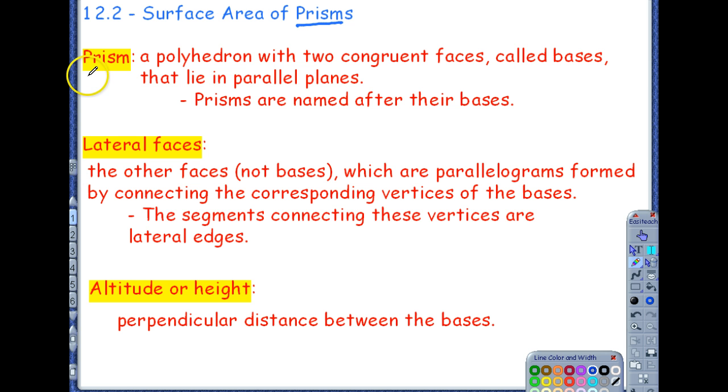Now, what exactly is the definition of a prism? Notice it's a polyhedron. What is a polyhedron again? We talked about that being bounded by polygons, but it is a 3-dimensional figure. So it's 3-dimensional and all the faces that make it up are polygons.